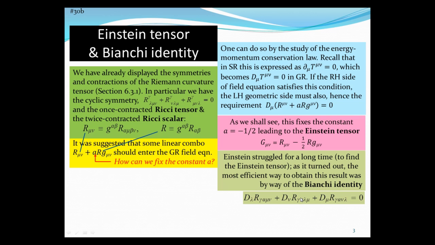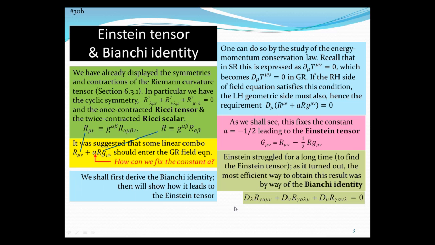The so-called Bianchi identity is the covariant derivative of the Riemann tensor, with the first two indices of the Riemann tensor fixed, gamma alpha, and then lambda mu nu cyclically permuted. This is the so-called Bianchi identity. So what we're going to do is first derive the Bianchi identity, and then show using the Bianchi identity that this combination of Ricci tensor and Ricci scalar satisfies the covariant constancy condition.